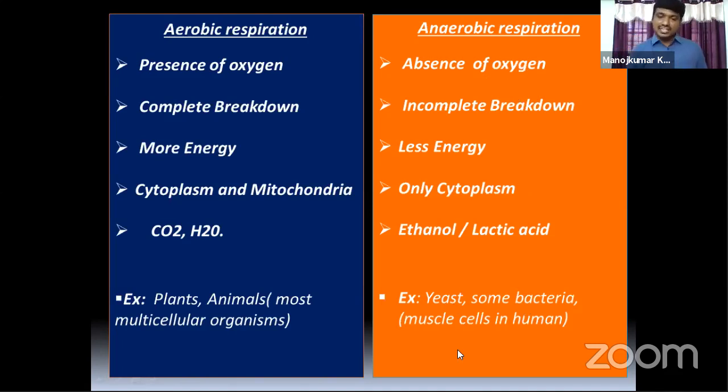And students, remember this point: under certain conditions where there is a shortage of oxygen, or when there is not enough supply of oxygen to the muscle cells, even in human beings, these muscle cells also perform anaerobic respiration, producing lactic acid.